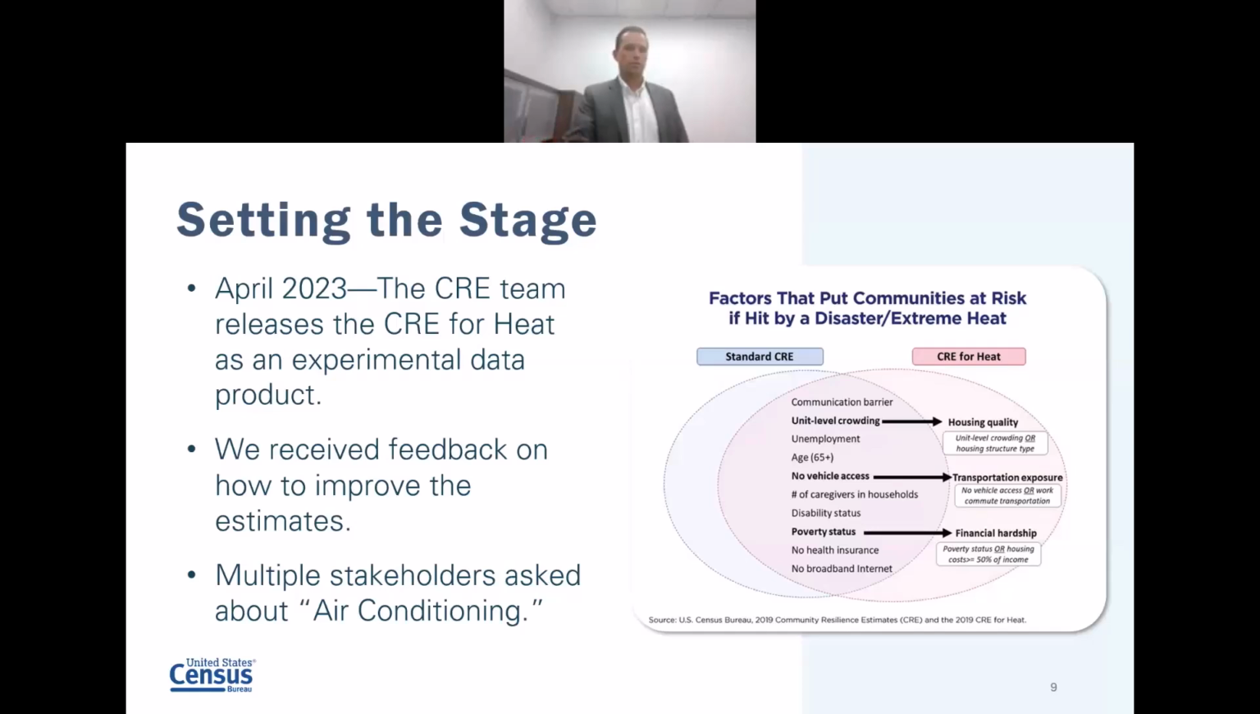We were able to put this together and get feedback again as an experimental data product to see what we could do to improve it. One of the main pieces of feedback we got from our stakeholders was that our vulnerability metric for extreme heat was missing one of the primary things, and that we didn't have a measure of whether or not the household had air conditioning. Because if a household is missing air conditioning, they don't have access to cooling within their home.